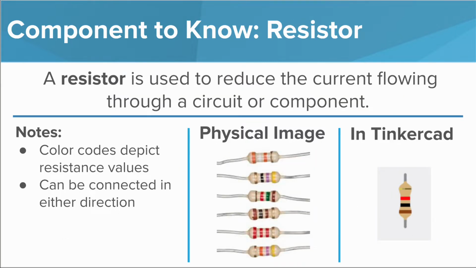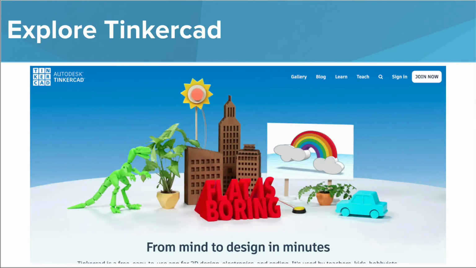A resistor is used to reduce current flowing through a circuit or component. Resistors use different colored bands to depict their resistance value. We won't discuss how the color code works in this course, but you'll be able to change the resistance value in your simulated circuits in Tinkercad, and your teacher will provide you with the correct strength resistors for your physical circuits. Resistors can be connected in your circuit in either direction. Now it's your turn to explore the Tinkercad platform on your own.